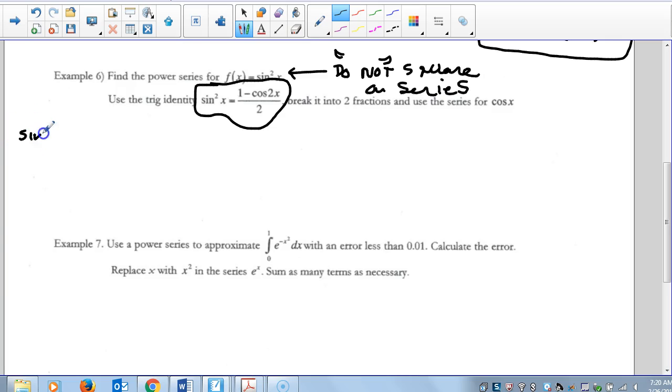So sine squared x is not a squared series. It is simply 1/2 minus 1/2 cosine 2x. Okay? And so we can substitute in 2x, multiply it by 1/2, just keep that first term. So it's going to be 1/2 minus 1/2. I'm popping in 2x for cosine. So I have 1/2 minus 1/2 plus 4x squared.